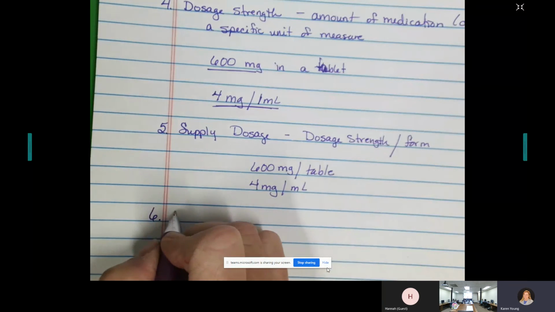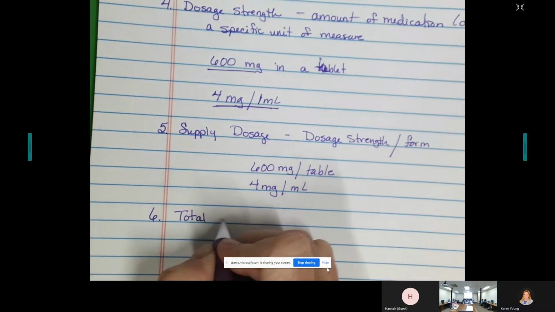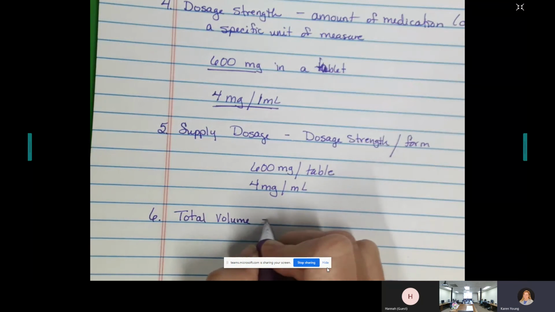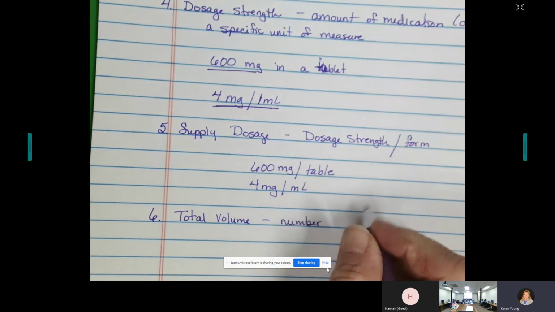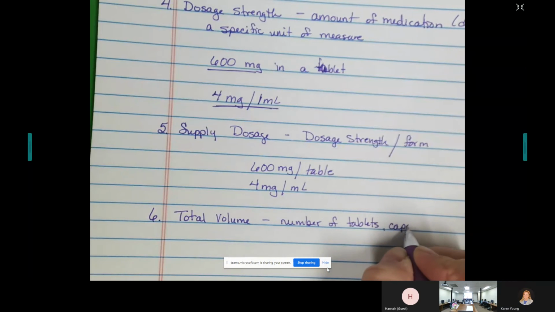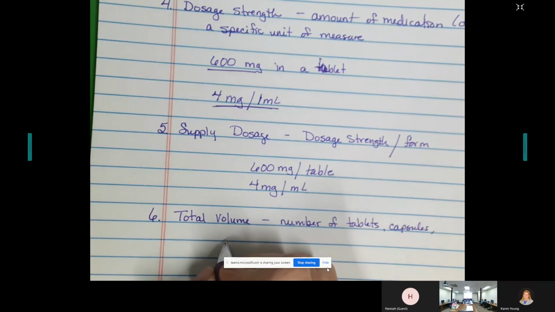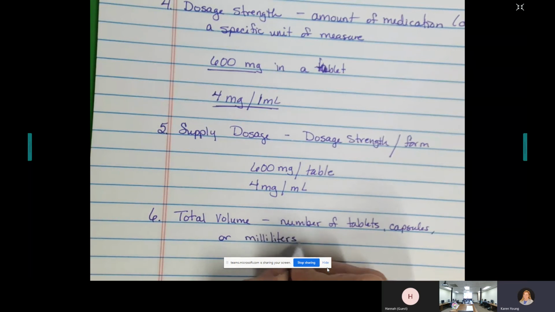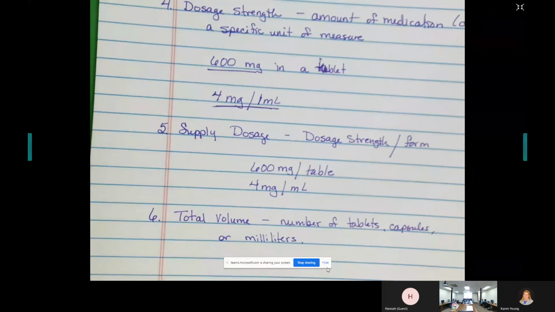You're always going to have the total volume. This would be the number of tablets or capsules, or milliliters. If it's a liquid, it'll be in milliliters. If it's, you know, solid, it'll be tablets or capsules. But it's the number of whatever it is. If it's liquid, it's going to be a number of milliliters. If it's solid, it's whatever form it's in. And it's always going to be written on the drug label somewhere.